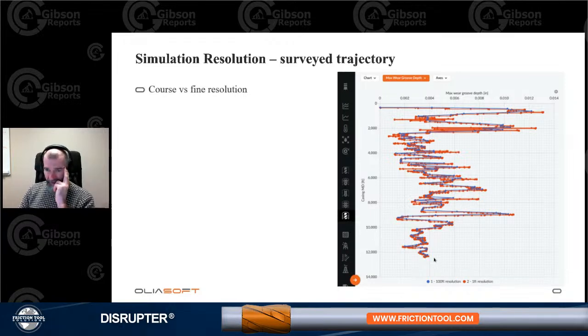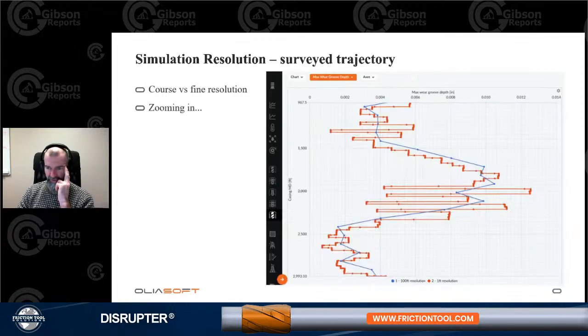And looking at this plot, it doesn't really look that bad, does it? I mean, the blue seems to be following the red quite well. But if we zoom in a little bit here, we can actually see something quite interesting. Here we've zoomed into an area where we actually had quite high wear.